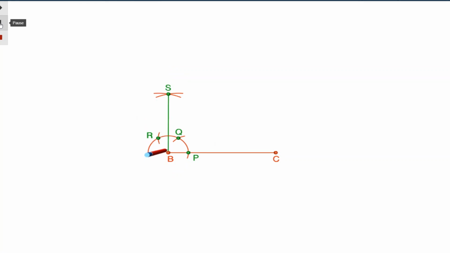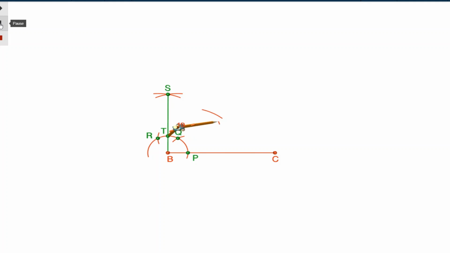This SB line intersects the first arc at some point. Suppose that point is T. So PT is an arc. Arc PT makes 90 degrees at the center. Now our aim is to bisect arc PT for getting 45 degrees.